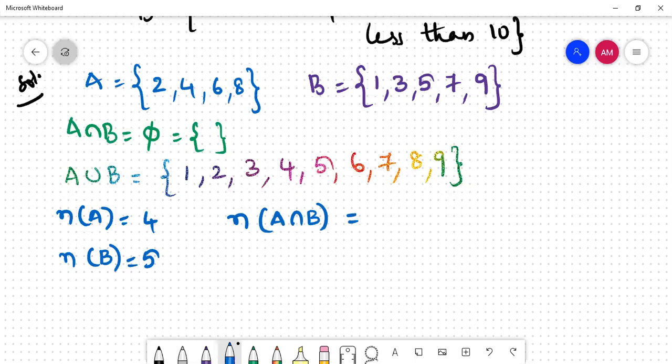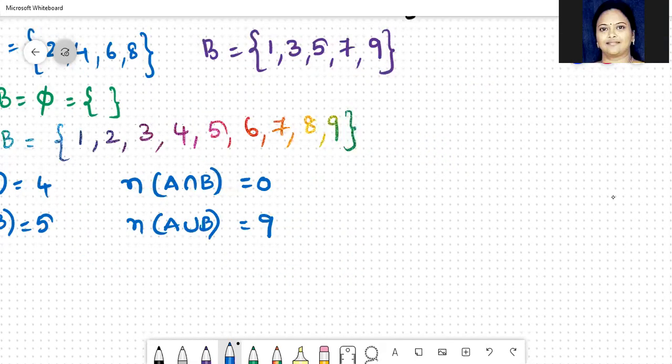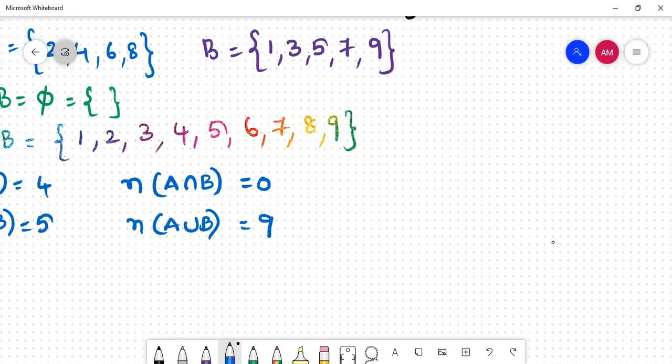Whether n of A intersection B is equal to pi? Pi is a set, ma'am. Zero is a number. n of A intersection B is equal to 0, since it is an empty set, a null set, isn't it? What is n of A union B? 9. Here itself we can verify, but they asked us to draw the Venn diagram.